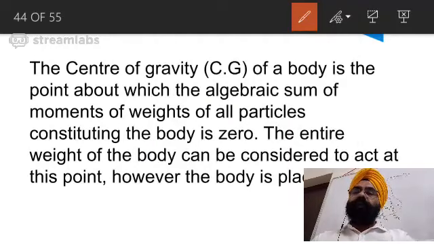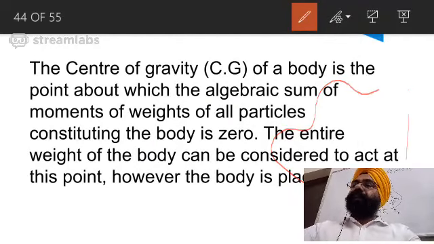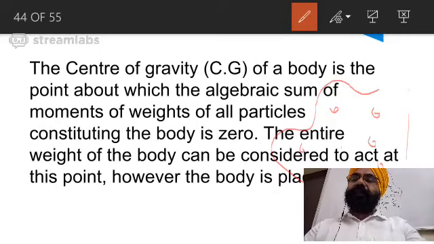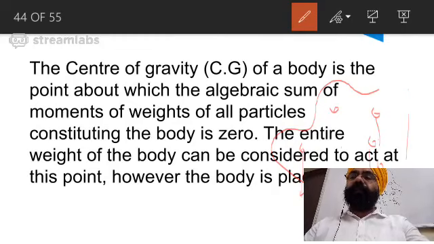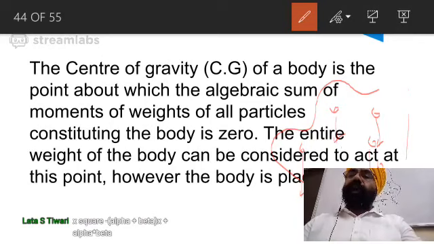Okay, now suppose this is the body. I can consider that it is made up of many small particles, and each particle has its weight, which is acting towards the earth. And since their mass is negligible as compared to that of earth, we consider all of them to be acting parallel downwards.